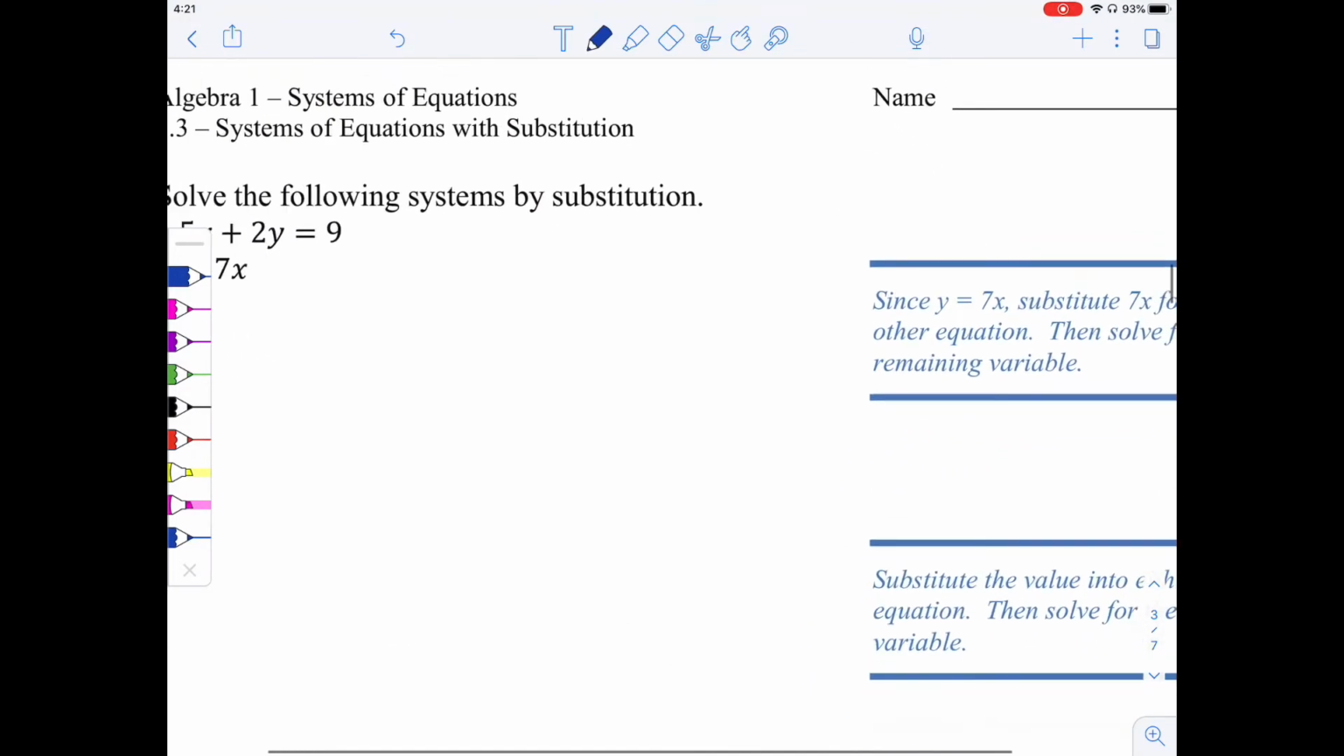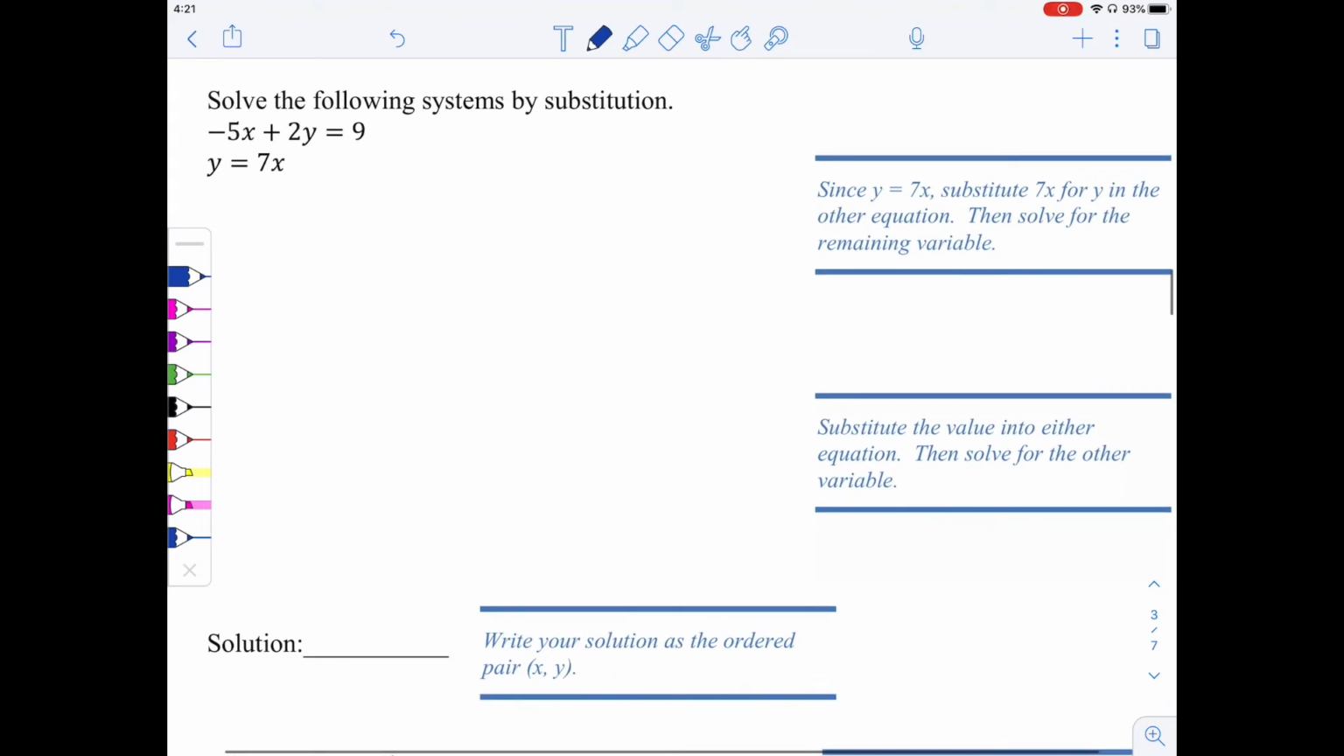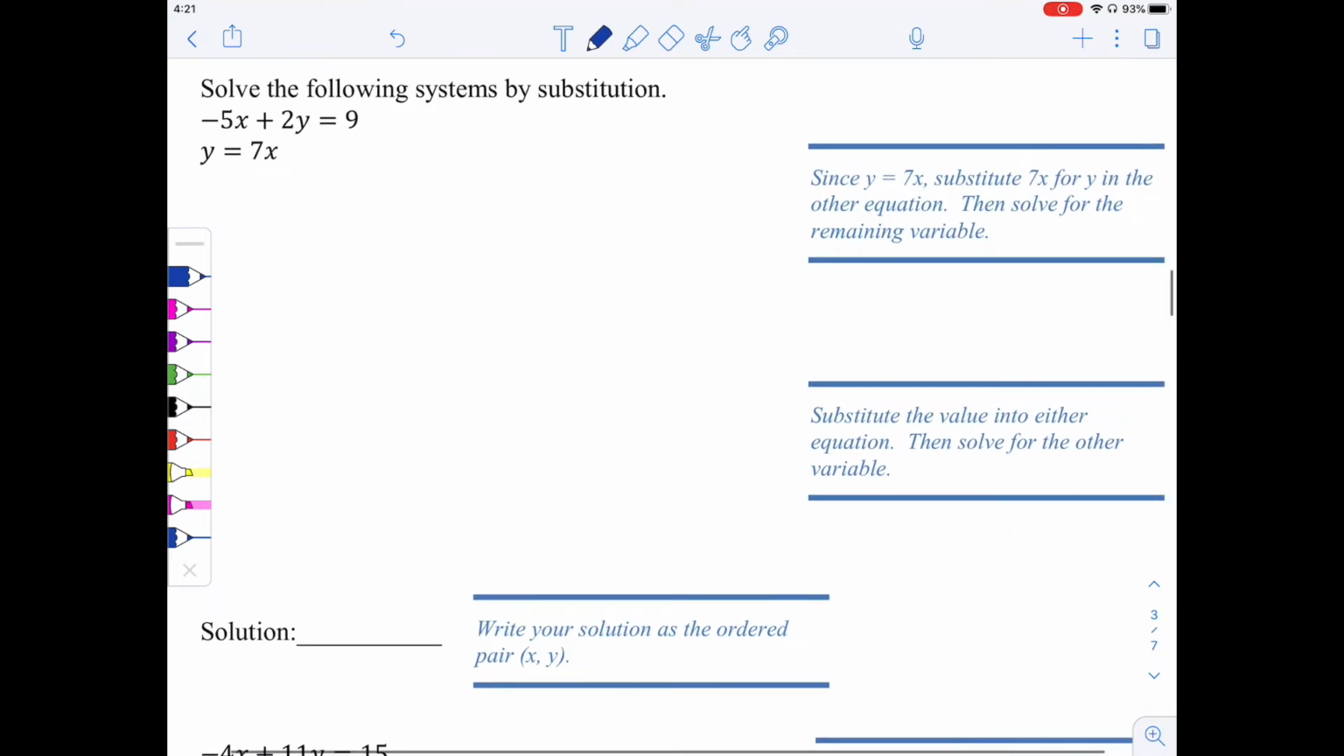Okay, so for our steps, solve the following systems by substitution. We're just going to take whatever it's given. We're given y equals 7x. So we're just going to take this 7x and substitute it in for y, because it told us y is that number. So substitute 7x for y, and then we're going to solve for the remaining variable. Let's write that out. Negative 5x plus 2y equals 9. Then we're going to put in 7x for y.